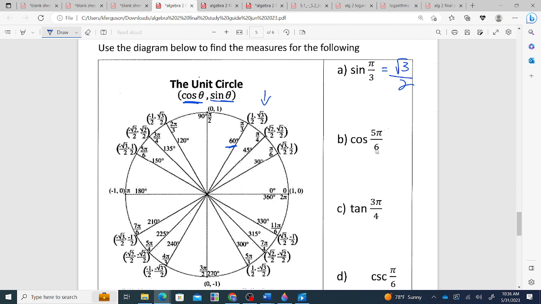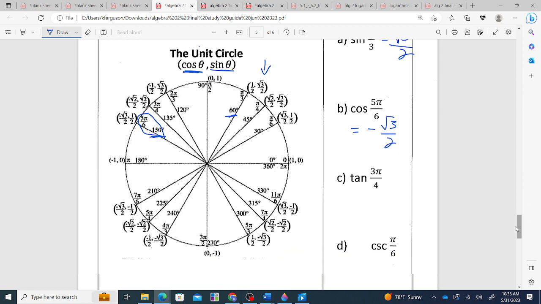Now I got 5 pi over 6. 5 pi over 6 is right here. Well, that's why I'm showing you up here, Joey. It's right here. Okay, so I'm looking for cosine. Cosine is the first one. I need you to notice that this right here says negative square root of 3 over 2. Negative square root of 3 over 2. Can everybody see that that's negative? All right. I'm old and I can see it, so y'all should be all right.